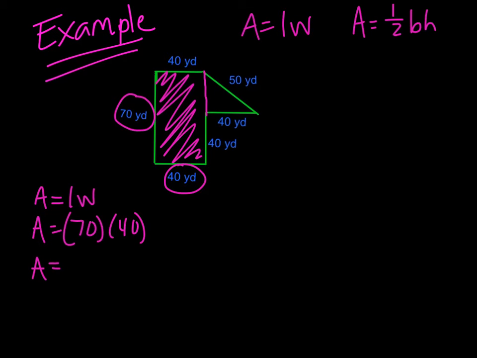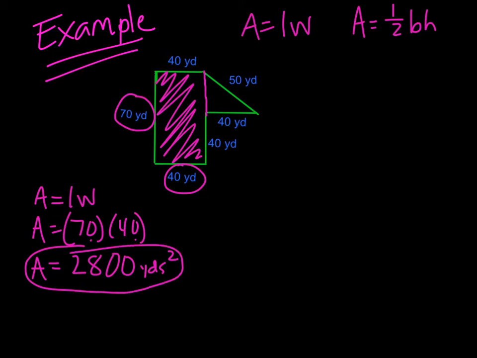To do your zeros trick, you can say 7 times 4 equals 28. And how many zeros do I have left? Or how many did I use? 1, 2. So I add on my 2. So it's 2,800 yards squared. So that's what I get for the area of my rectangle. Okay, here's my rectangle. Now for the area of my triangle, I know area equals 1/2 times base times height.